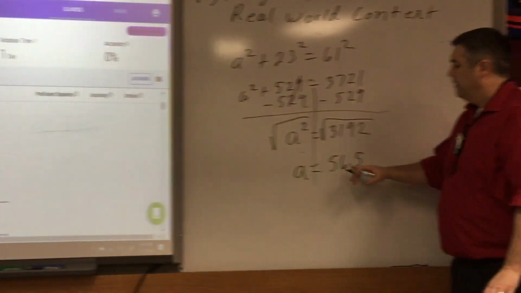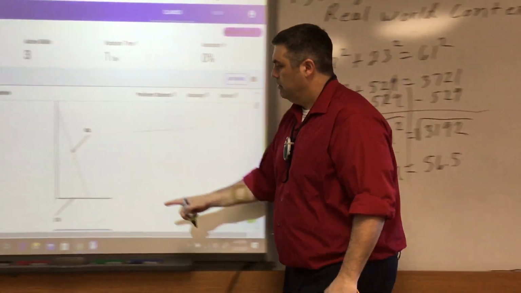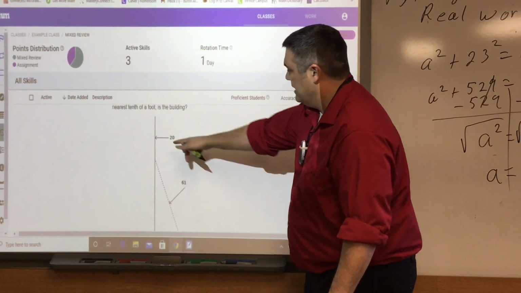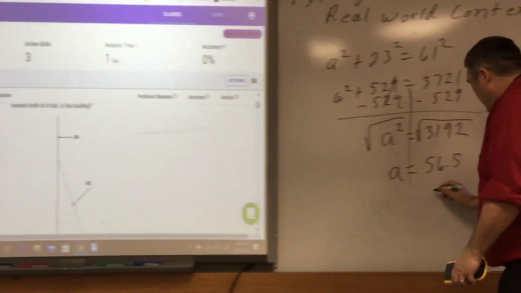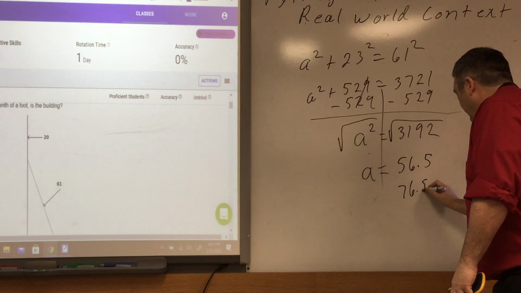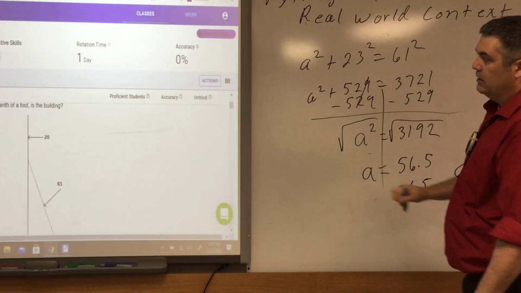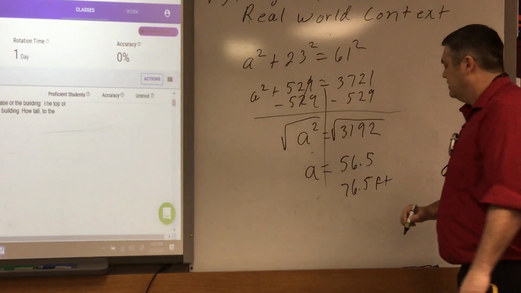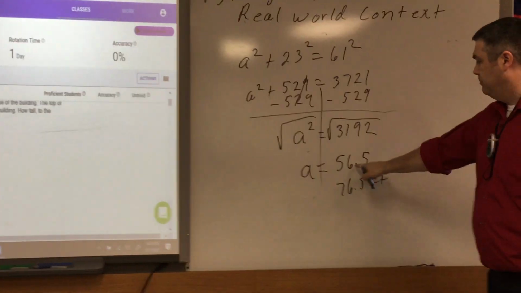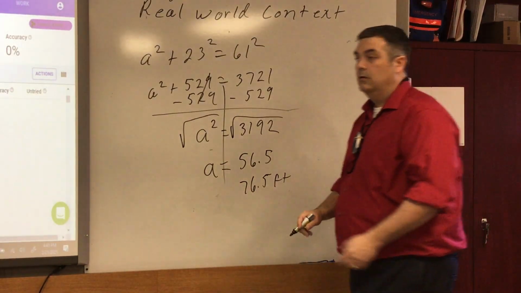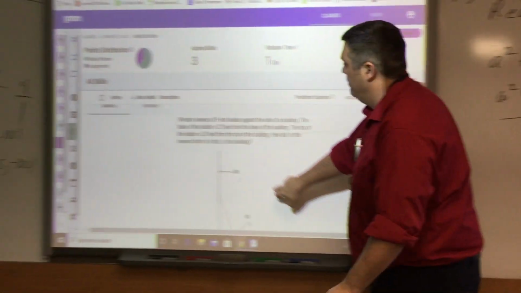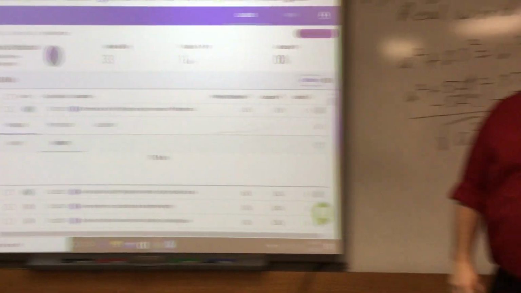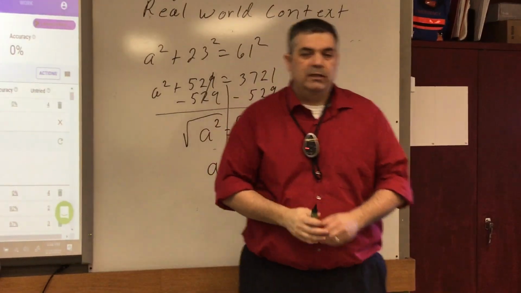Watch that. That's just the distance from here to here. We still have another 20 feet to add on to it. So what we really have is 76.5, I think it's feet, right? Yeah, foot. Feet, 76.5 feet. They're trying to get you to plug in the 56.5 when it should be this, 76.5. Here's our answer, 76.5.